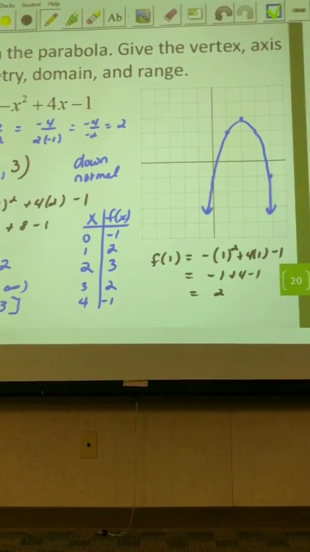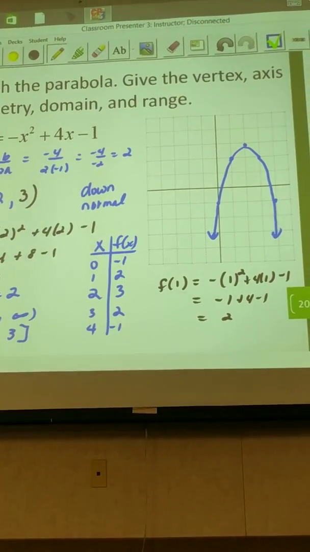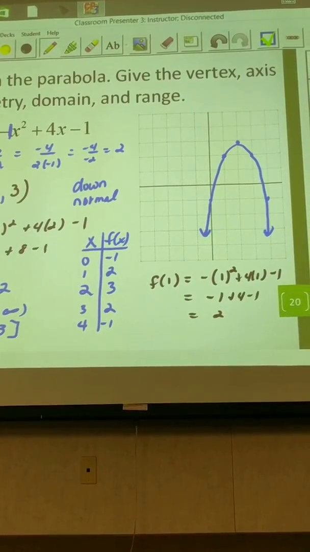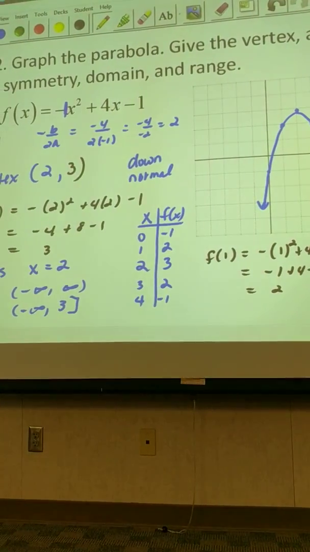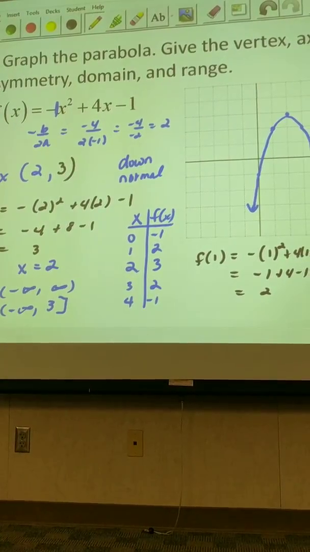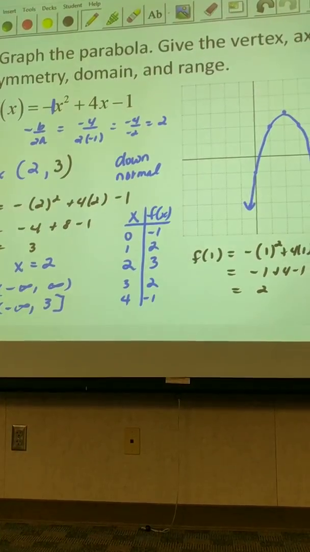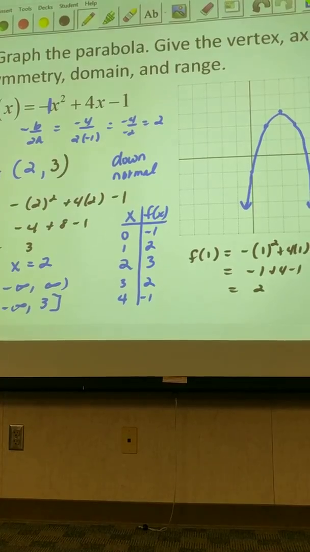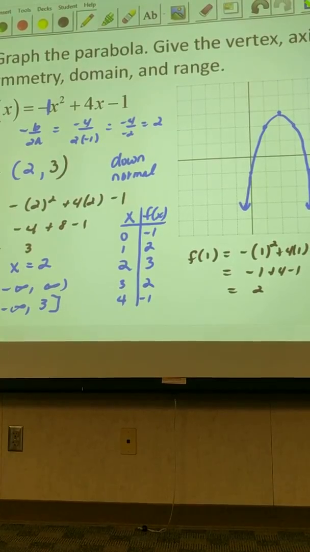Pardon? Because there's like a 1 in front of here, right? And so if there's a 1 there, it's just our normal shape, like our x squared. If it were between 0 and 1, like 1/2, 1/3, it would be wider. And if it was greater than 1, it would be narrower. So 2, 3, 4. That's why.